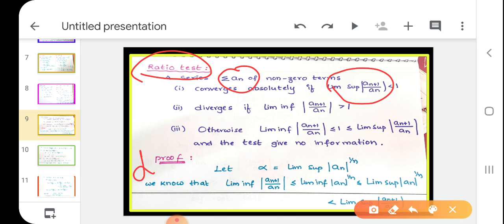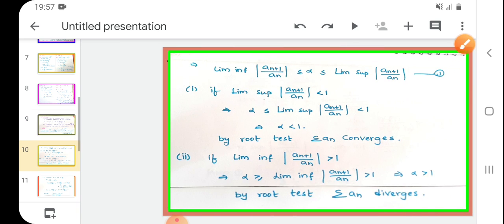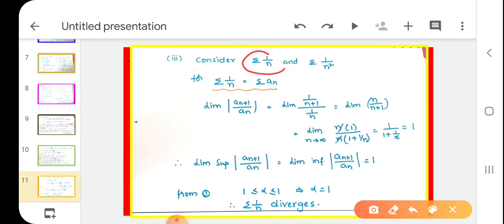What is the formula of the ratio test? We find limit of an plus 1 by an. If it is less than 1, we say convergent. If it is greater than 1, we say divergent. So here also I check whether summation 1 by n is convergent or divergent by using the ratio test. We find limit of an plus 1 by an.